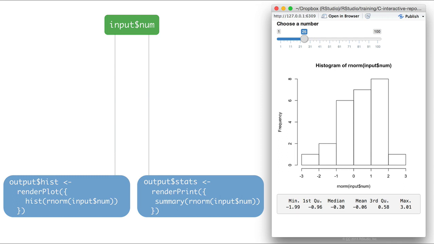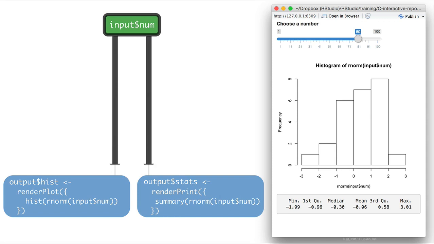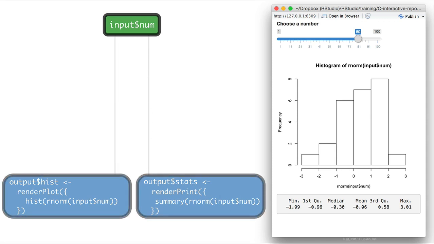Each of these output objects uses the same input object, input$num, which means our app looks something like this. We have one reactive value, and two things depend on it downstream. When that reactive value changes, for example, when we move the slider, it notifies both of those objects that they're invalidated, and then these objects rerun the code blocks to update themselves.